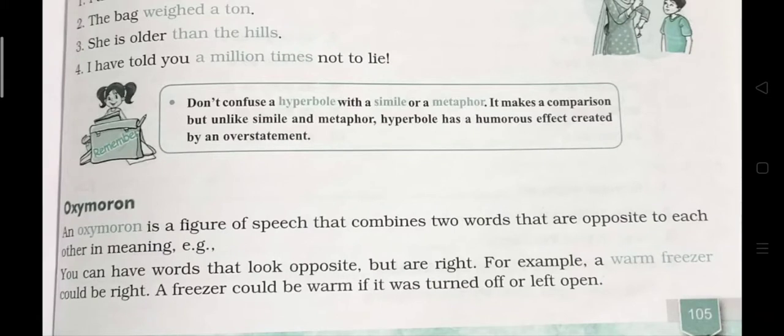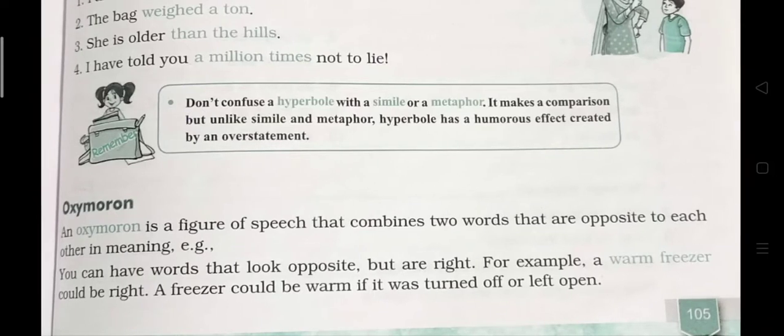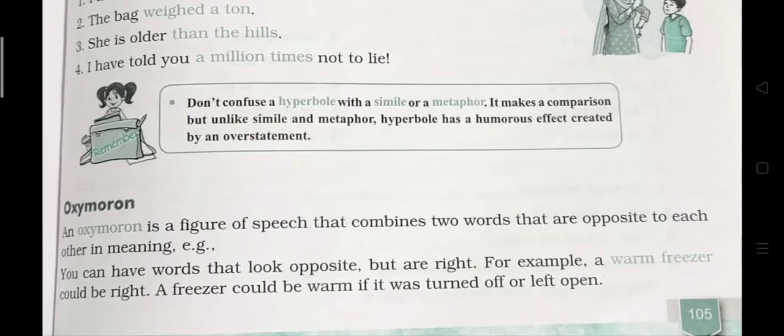You will laugh also. The bag weighed a ton. You will say, oh, come on, how can a bag weigh a ton? So these are the things related to hyperbole. Now one thing is oxymoron. Oxymoron is a figure of speech that combines two words that are opposite to each other in meaning.